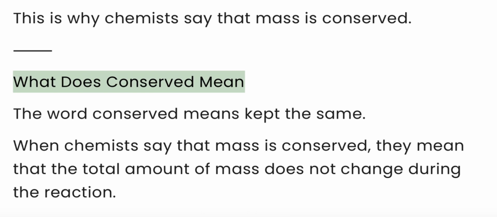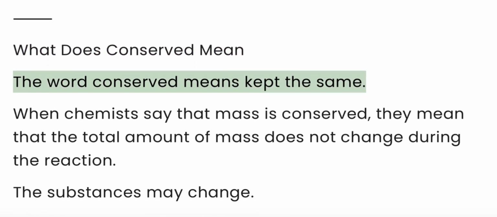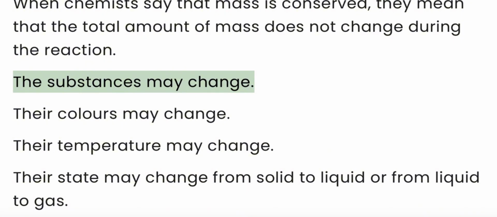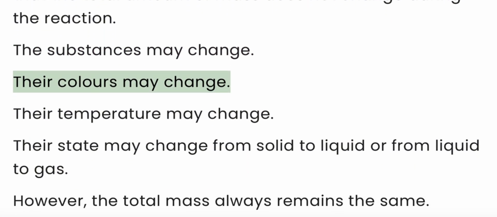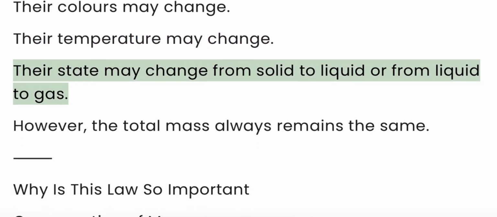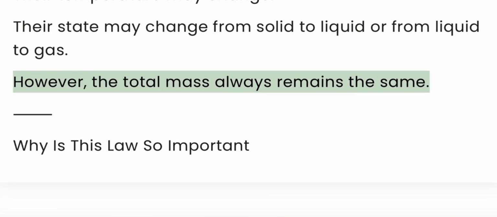What does conserved mean? The word conserved means kept the same. When chemists say that mass is conserved, they mean that the total amount of mass does not change during the reaction. The substances may change. Their colors may change. Their temperature may change. Their state may change from solid to liquid or from liquid to gas. However, the total mass always remains the same.